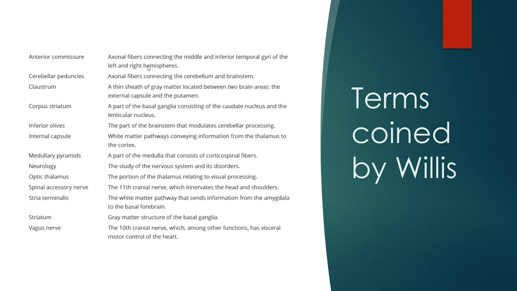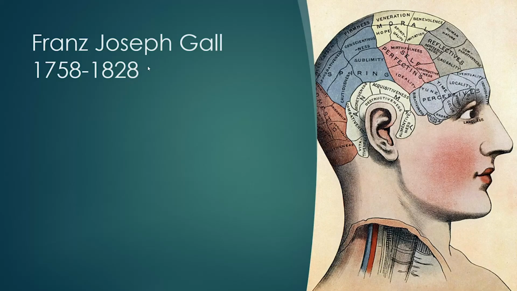But this is really cool. There's a lot of stuff that he named way back in the 1600s. If you've ever heard of the Circle of Willis, the blood circulation in the brain, that was actually named after him because he's one of these first pioneers in brain science.